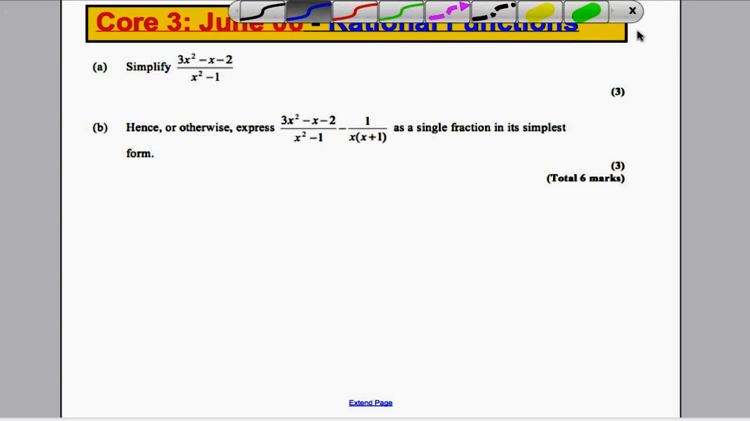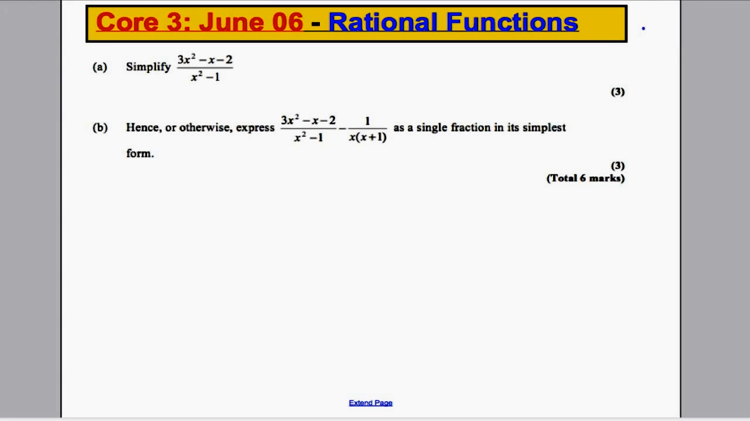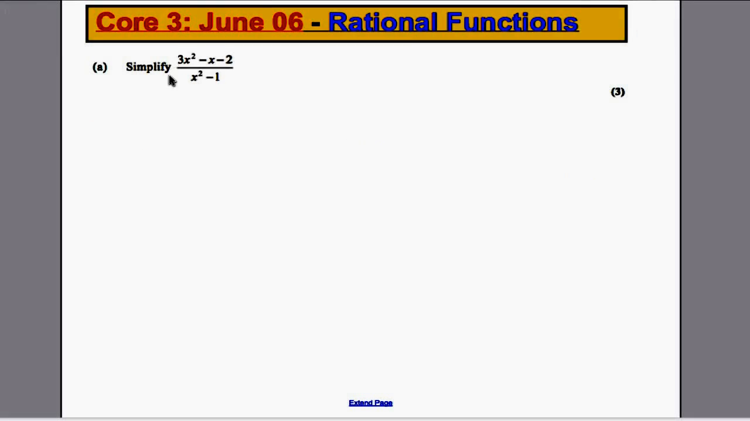Okay, let's go through these one part at a time on different slides. So we're going to start off by simplifying the following. The way to do these is factorise numerator and denominator and cancel where possible. The denominator, do note, is the difference of two squares. So this factorises as follows.